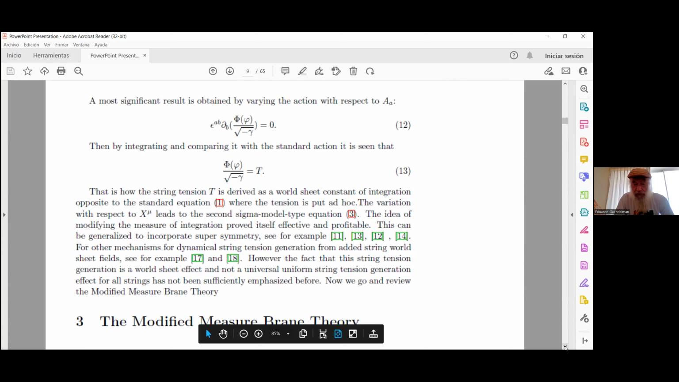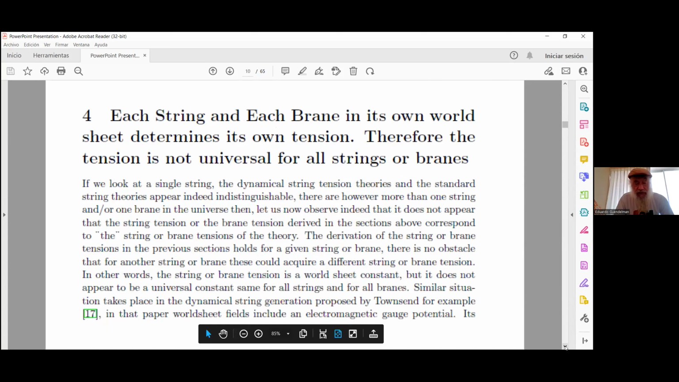So you may have a multi-tension, and you can formulate the theory of branes also in a similar story. You have dynamical brane theory, dynamical brane tension theory. So I'll read just the title because we are short of time. Each string or each brane in its own worksheet determines its own tension.